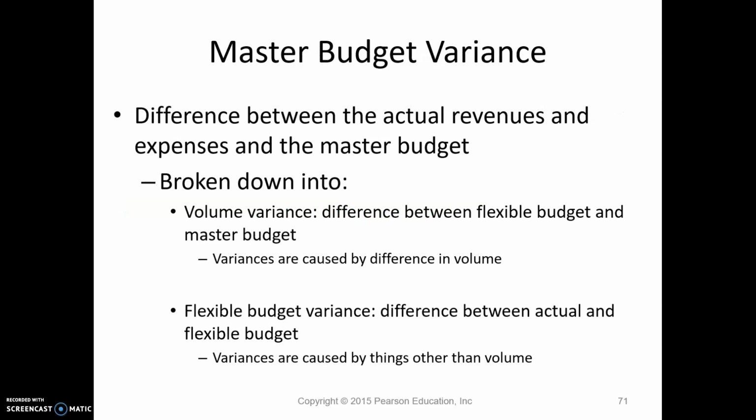We also want to show variances. The master budget variance is the difference between the actual amounts and the master budget amounts. But we can break down that master budget variance into two other variances. The volume variance shows the difference that's due to a change to a different volume. And then the flexible budget variance is the difference between the actual amount and the flexible budget, and that shows the variance caused by things other than the change in volume.